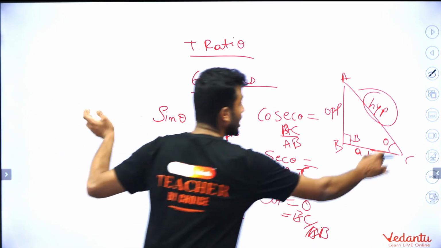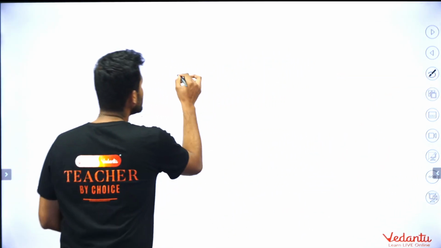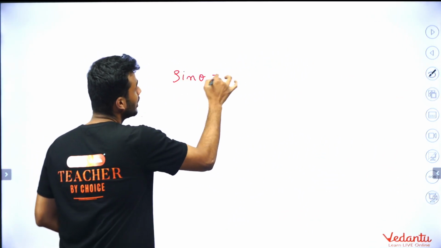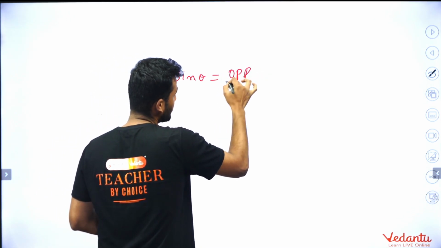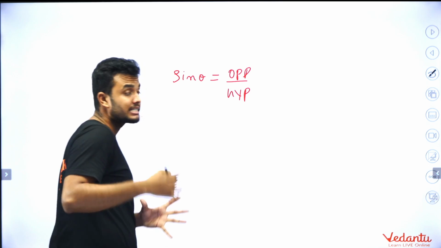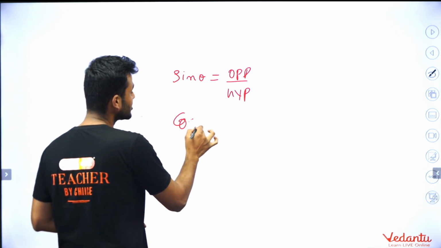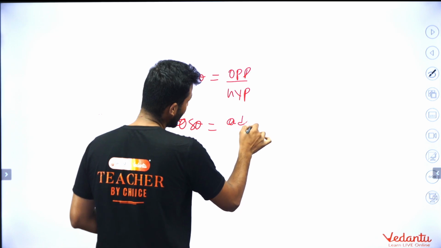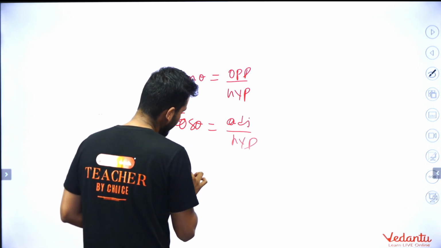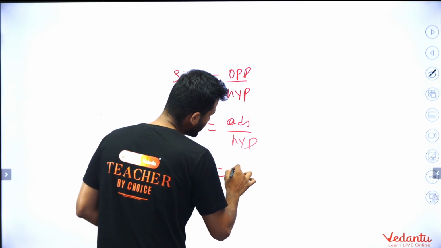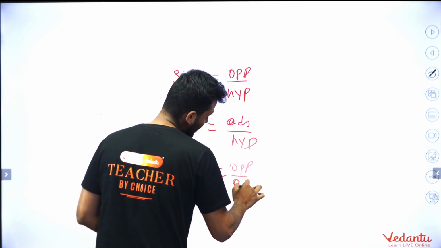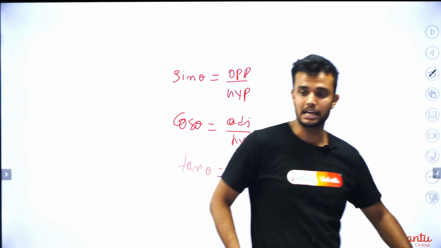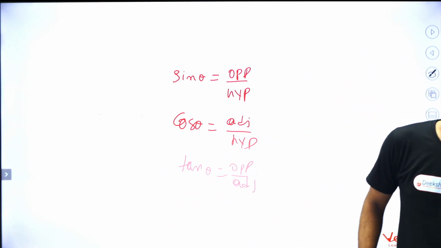Okay, how to finalize? By this we can easily conclude sin theta is equal to opposite by hypotenuse. Opposite and adjacent depend upon the angle theta. Cos theta is equal to adjacent by hypotenuse. Tan theta is equal to opposite by adjacent. If you know these 3 terms, you can easily identify the other 3 ratios. I hope it's clear.